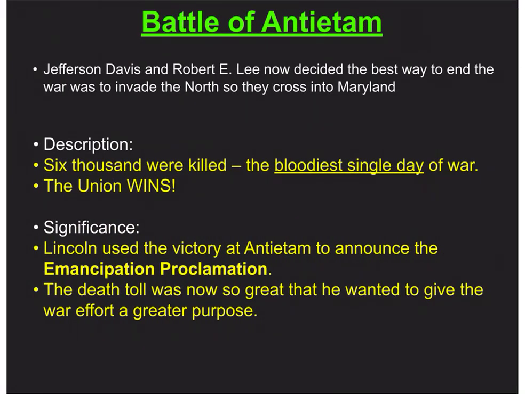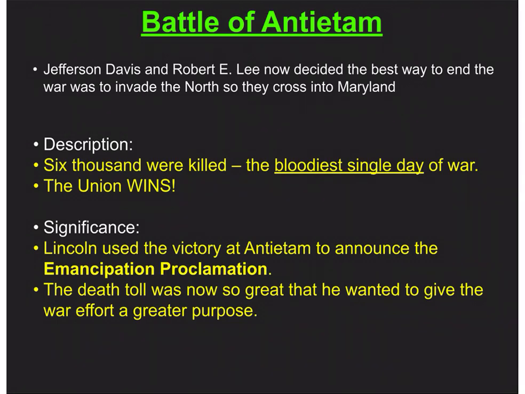After Fort Sumter, the next main battle that you need to know is the Battle of Antietam, which is significant because over 6,000 people were killed. This is the bloodiest single day of the Civil War. This was a Union win, so this was a big morale boost for the Union.